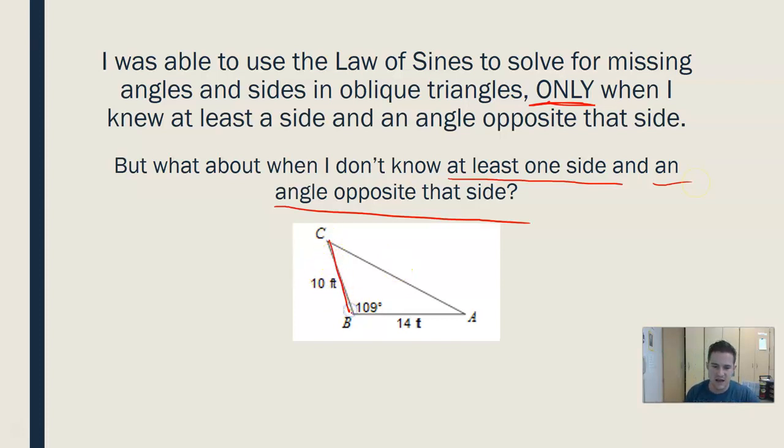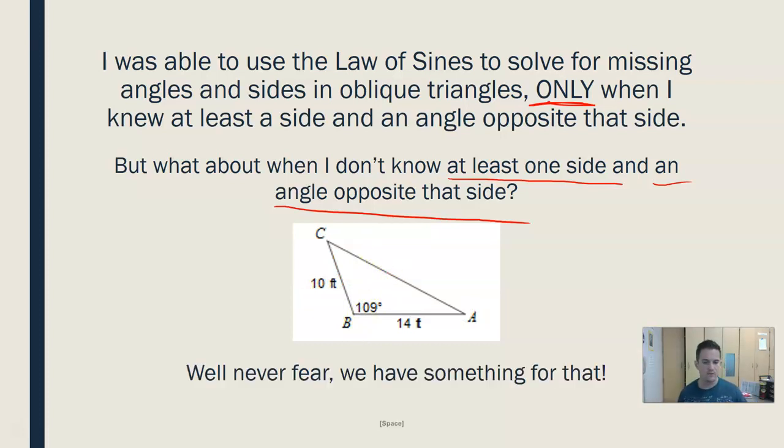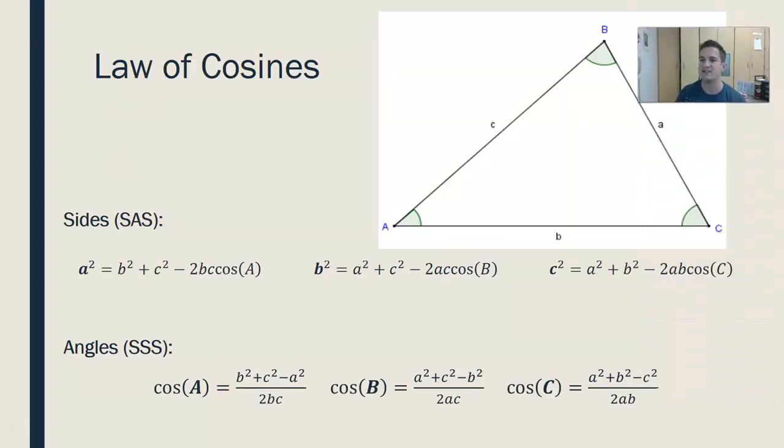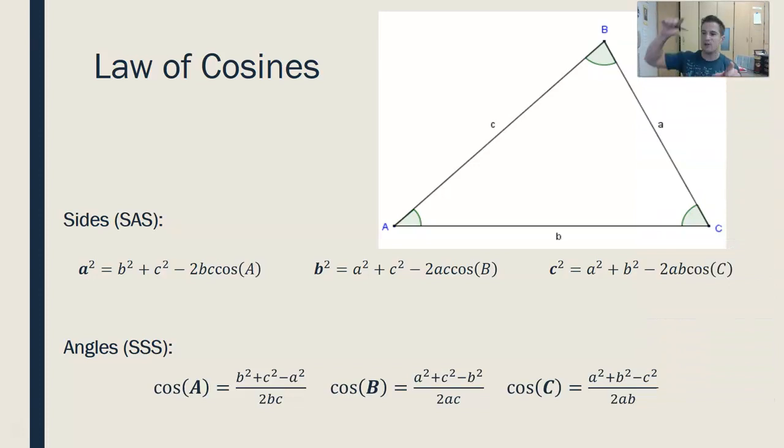Maybe this situation, for example. I have a side, angle, side situation. So I have this angle, but there's no way right now of knowing the side opposite that angle. What do I do? Well, never fear, because we have something for that. And, again, you guessed it, it's called the law of cosines. So when we have a situation where we don't have an angle and a side opposite that angle, and we can't use the law of sines, we use the law of cosines in order to solve for missing sides or angles.